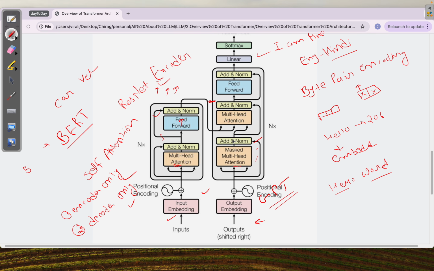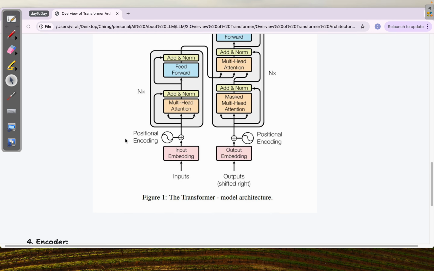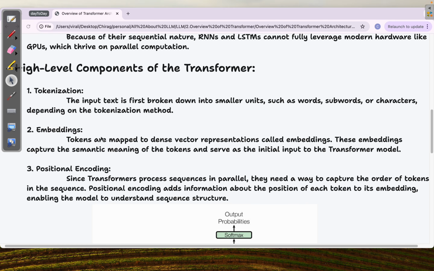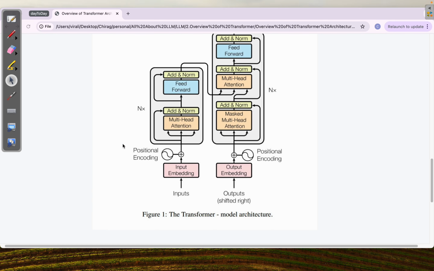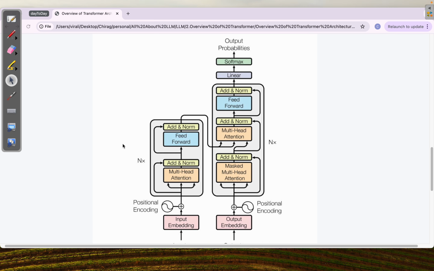In the next video we will see it in detail. If you have any doubt, don't worry, you will get clarity when I create a dedicated video for each step, right? So we saw the encoder, we saw the decoder part, and these are the embedding, positional encoding, and tokenization, right? So this is all about the overview of the transformer architecture. Stay tuned for the upcoming video in which we will see in detail how each and every part works, right? So this is all about this video.